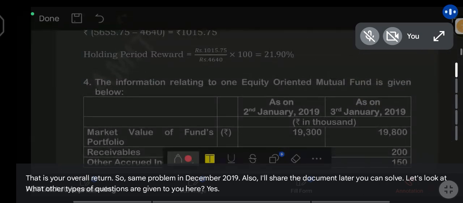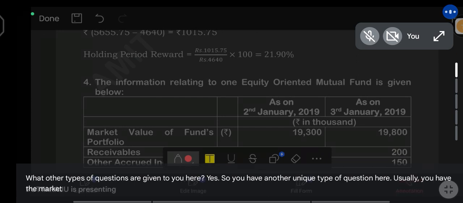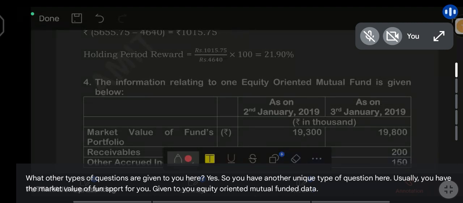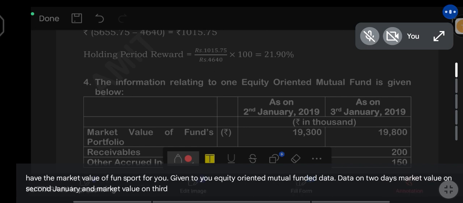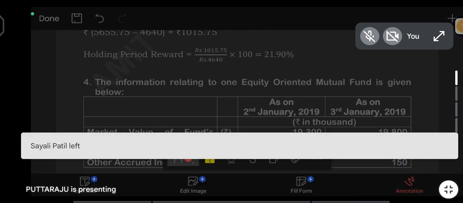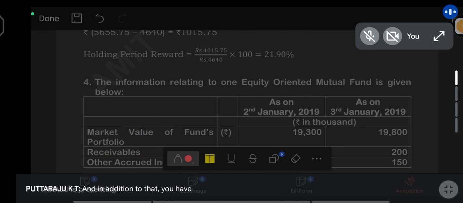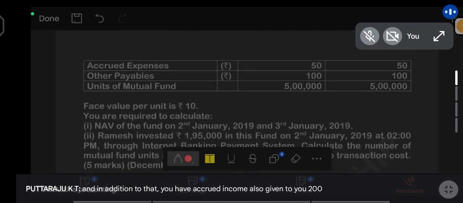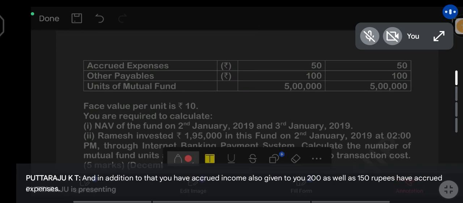Yes, so you have another unique type of question here. Initially, you have the market value of funds portfolio given to you. Equity oriented mutual fund with data. Data on 2 days, market value on 2nd January and market value on 3rd January. The overall receivables are also given to you. And in addition to that, you have accrued income also given to you, 200 as well as 150 rupees. You have accrued expenses, 50 and 50. And then you have other payables, 100 rupees and 100 rupees.